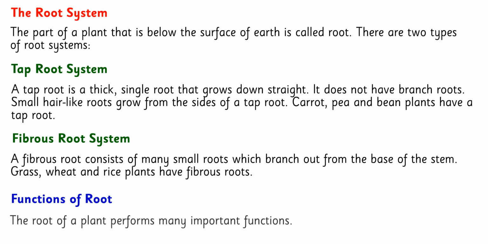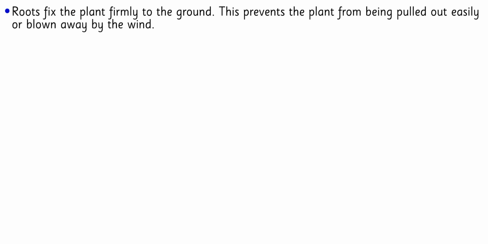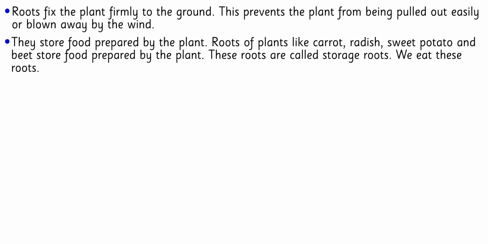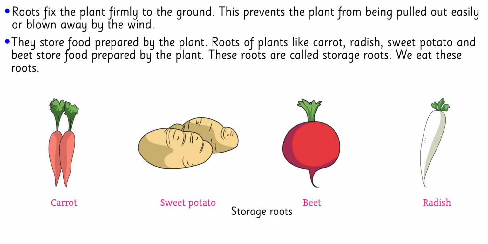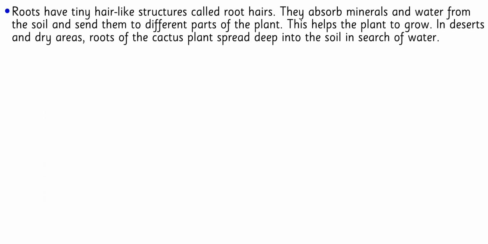Functions of root. The root of a plant performs many important functions. Roots fix the plant firmly to the ground, which prevents the plant from being pulled out easily or blown away by the wind. They store food prepared by the plant. Roots of plants like carrot, radish, sweet potato and beet store food prepared by the plant. These roots are called storage roots. We eat these roots. Roots have tiny hair-like structures called root hairs. They absorb minerals and water from the soil and send them to different parts of the plant. This helps the plant to grow.